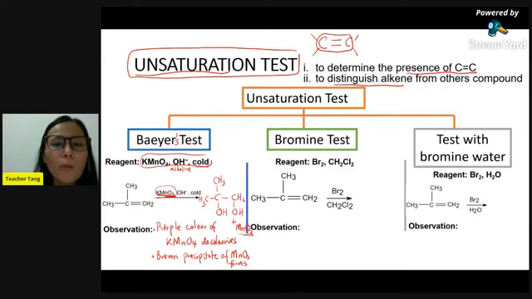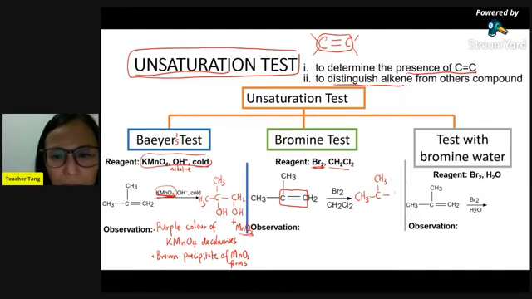For the bromine test, we are basically using bromine in inert solvent. What is happening is an electrophilic addition reaction. The carbon-carbon double bond will break and become single bond. This is the electrophile. This is an inert solvent, it won't affect the product. Each atom of the electrophile will be added into each of the carbons.